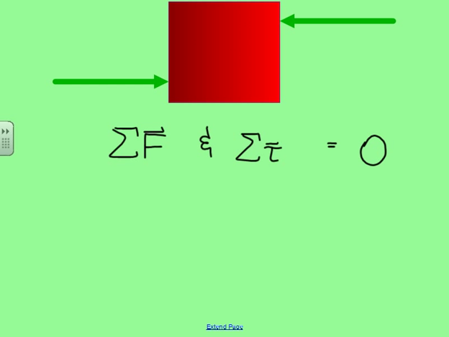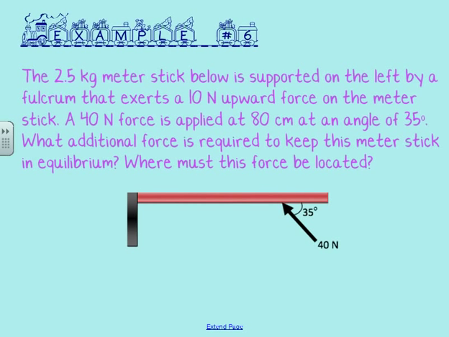We'll use these conditions in the next few problems, starting with example number 6. In this example, we have a meter stick that is supported on the left by a fulcrum, and this fulcrum exerts a 10 Newton upward force on the meter stick. A fulcrum is simply something that you put underneath an object to keep that point of the object stationary. There's an additional 40 Newton force that's applied at the 80 centimeter mark. We want to know what other force is required to keep this meter stick in equilibrium, and where must this force be located.